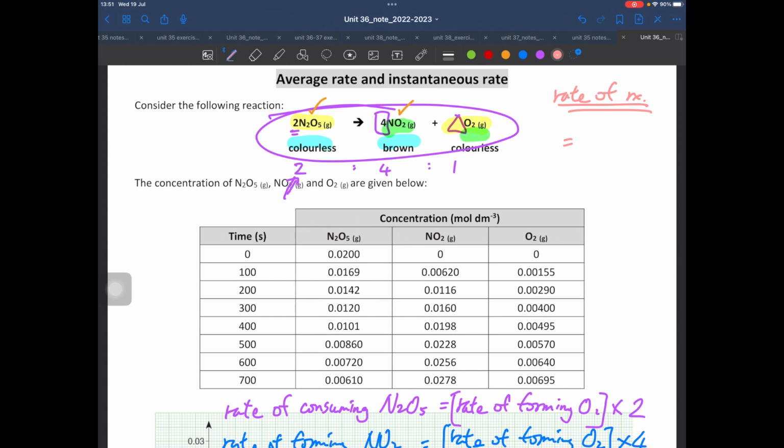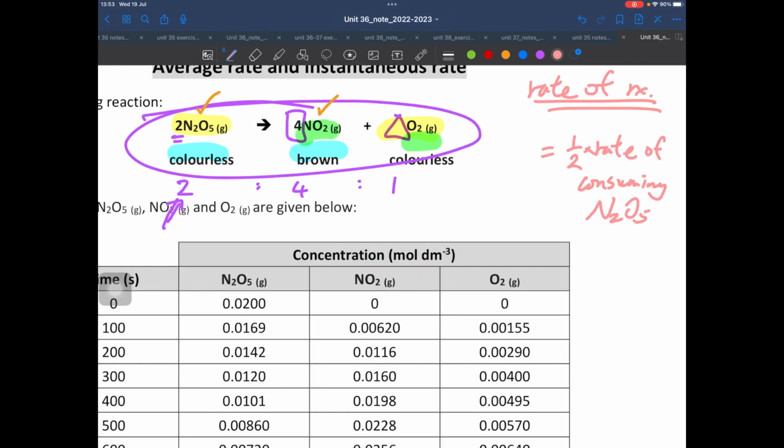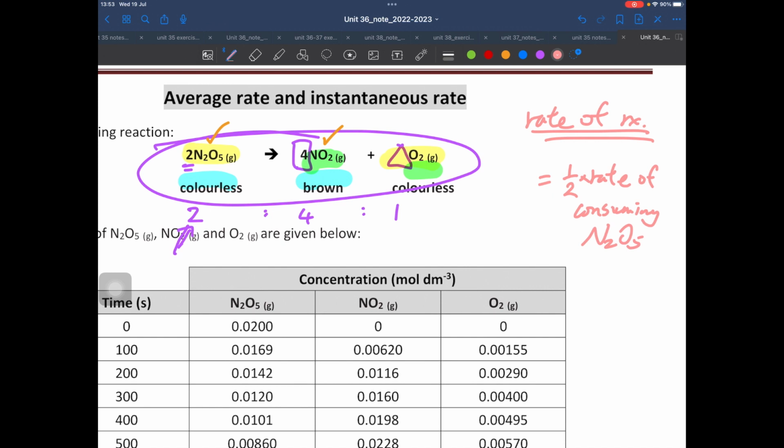Well, the final hint before you stop the video I can give you is, when we undergo one reaction, then you need to consume 2 N2O5, forming 4 NO2 and forming 1 O2. So try to elaborate the relationship. Now here is the first hint for you. Yes, so many students feel confused why the reaction rate equals half of that of consuming N2O5.